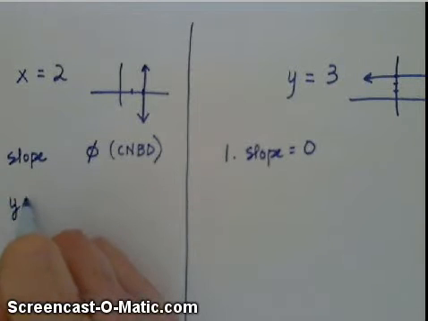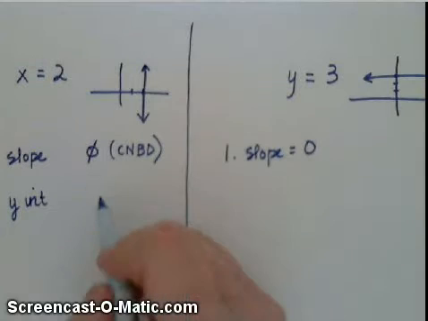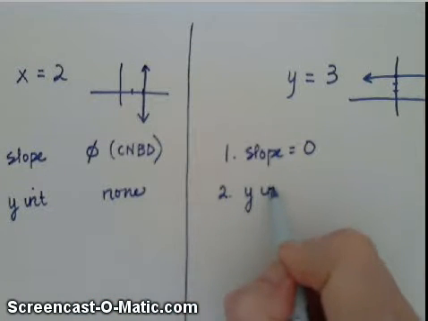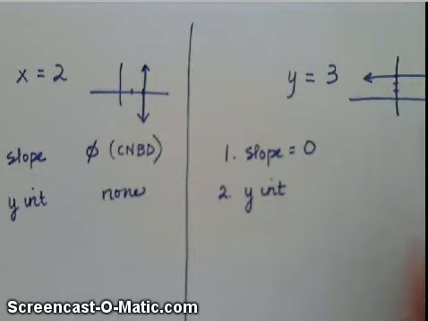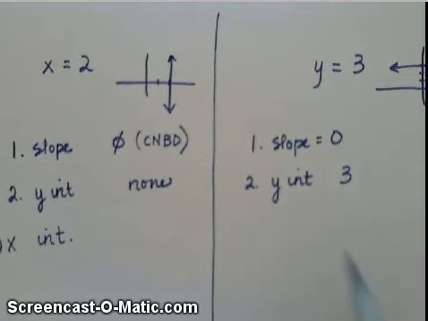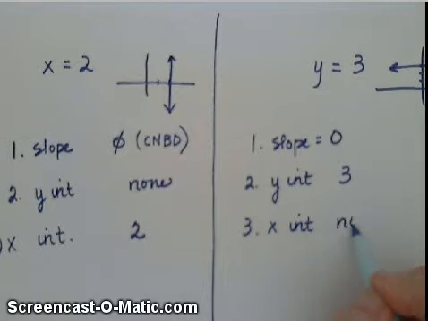This one has a y-intercept of, well, look, does it ever cross the y-axis? No, it has no y-intercept. This one has a y-intercept of, look carefully, it crosses the y-axis at 3. This one has an x-intercept. I'm just comparing these two. An x-intercept at 2. This one has no x-intercept. So don't try to make up one, just say it doesn't have one.